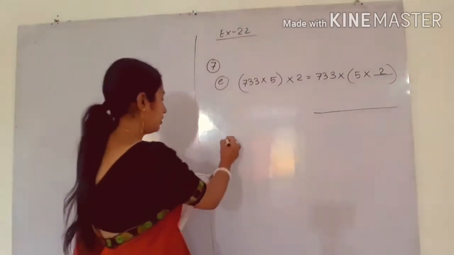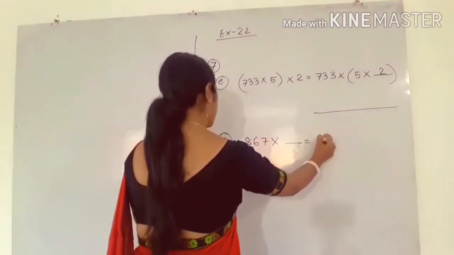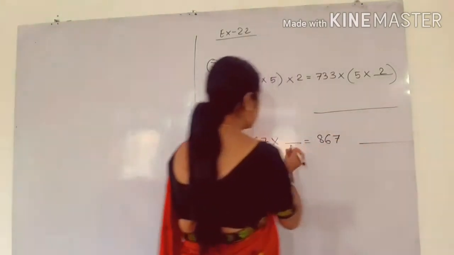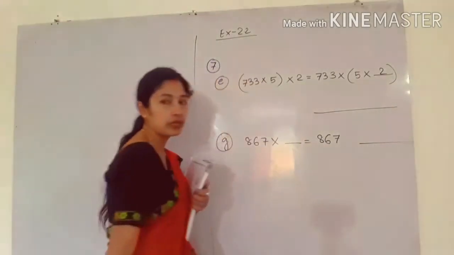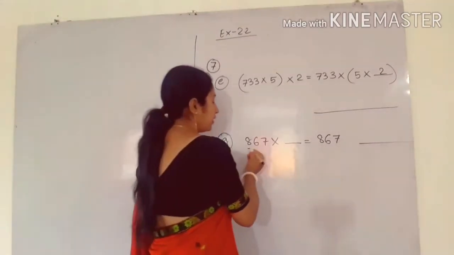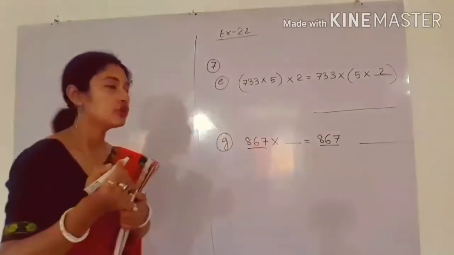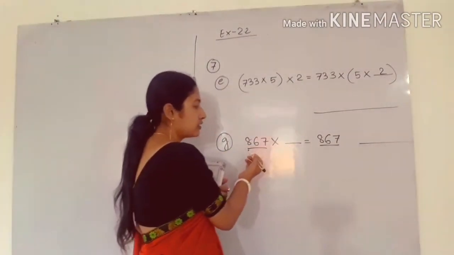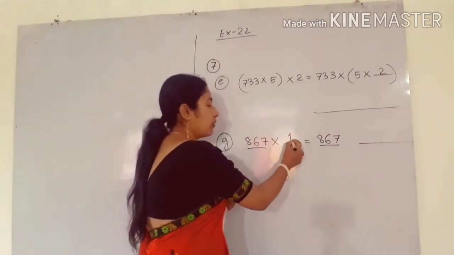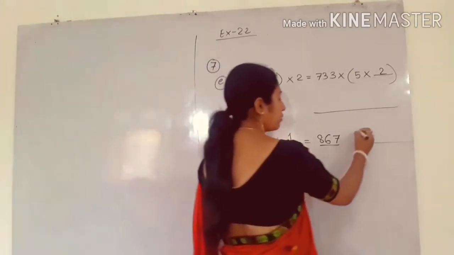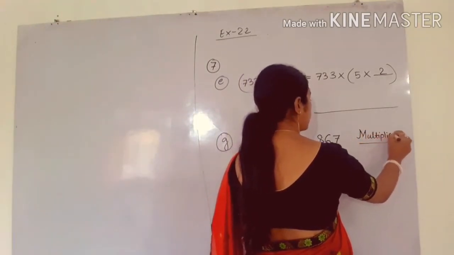Next, come to part G of this question, that is 867 into blank is equal to 867. You have to write the number which will be in the blank space, and also the name of the property. As you see, on the left side it is 867, and on the right side the answer is also 867. Which number should we multiply with 867 to again get 867? The answer is 1. So here we are applying the multiplicative identity, and you have to write multiplicative identity.